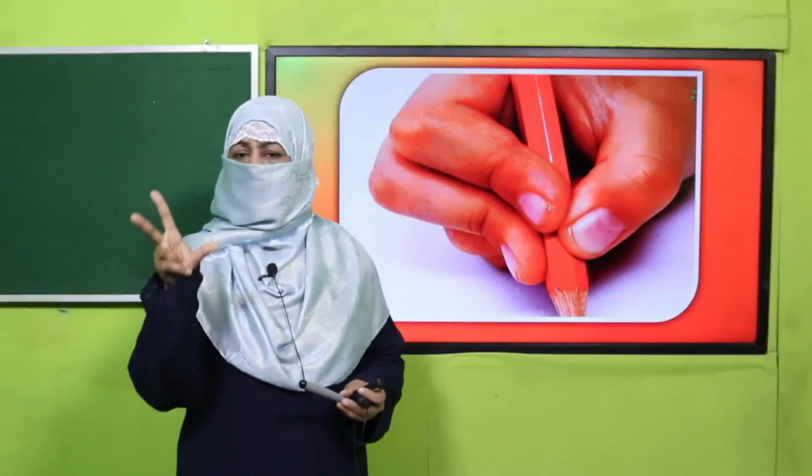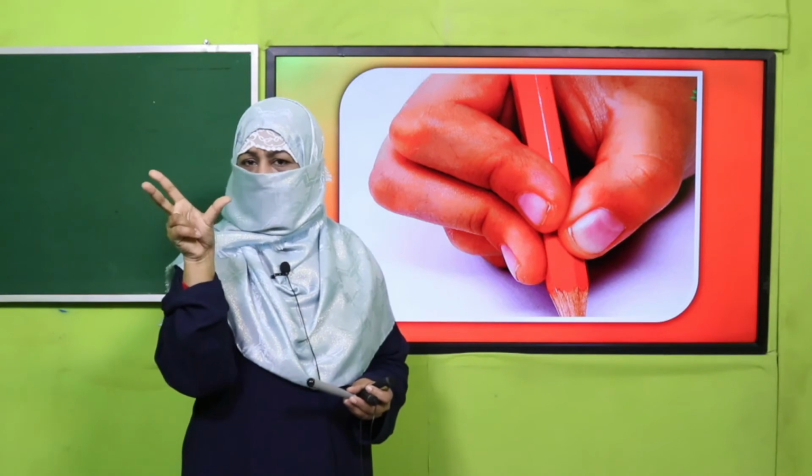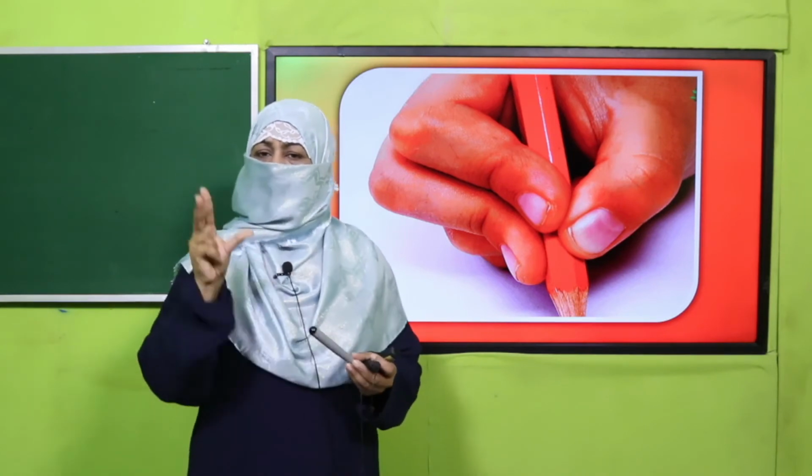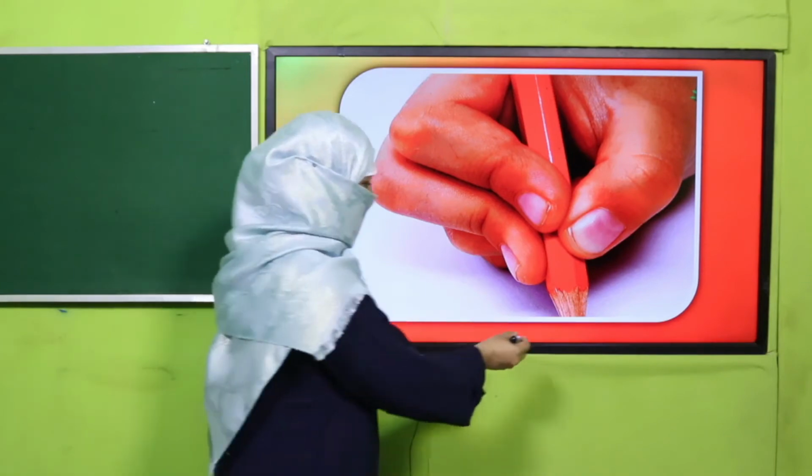We use these three fingers to hold the pencil. How do we do it? These three fingers, we join them and hold the pencil. This is the correct posture.